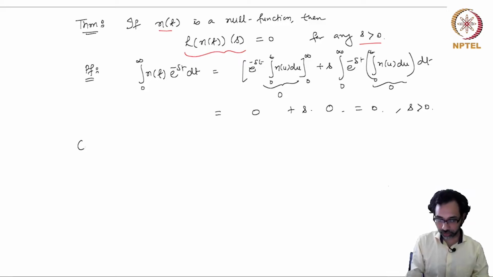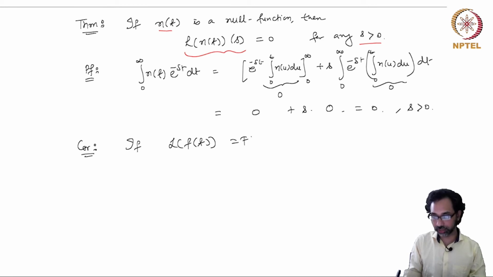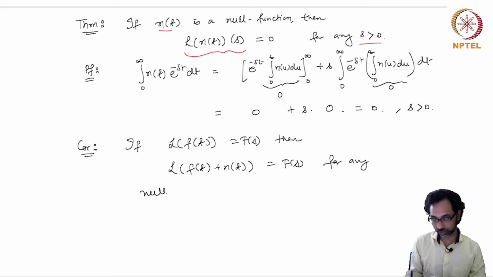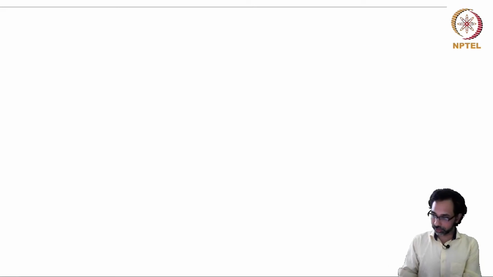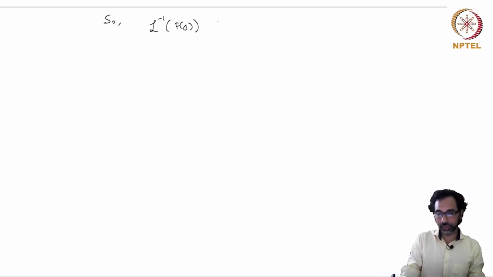Therefore, as a consequence, corollary, we have that if the Laplace transform of a function f(t) is F(s), then the Laplace transform of f(t) plus n(t) is also equal to F(s) for any null function n(t). Which means that we can add any null function n(t) to our original function f(t), and we get back the same Laplace transform F(s). So this implies that the inverse Laplace transform of our function F(s) can be any function of the type f(t) plus n(t), where n(t) is a null function.